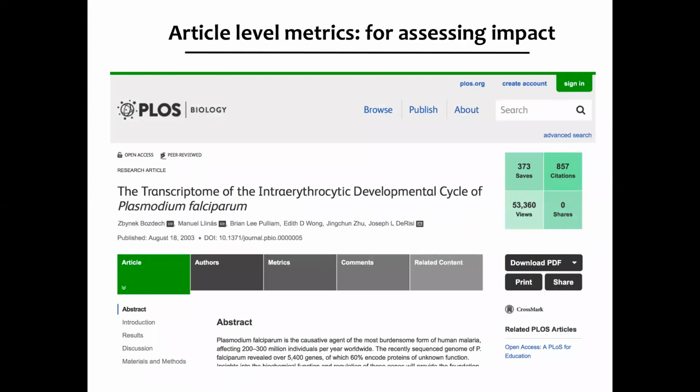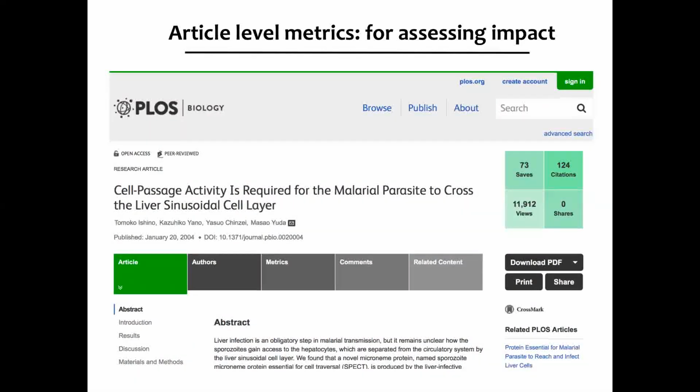This first one came from Joe DeRisi's lab, and it was a beautiful, beautiful paper on the transcriptome of the malaria parasite as it went through its life cycle. In the same year, I edited an article from Masao Yuda's lab on the malaria parasite and how it gets into liver cells. Okay, so these were 2 articles, both on malaria, both edited by the same person, and both published in the same journal in the same year.